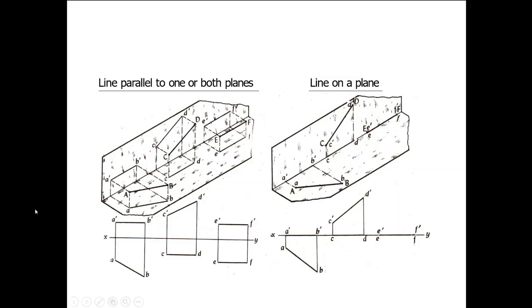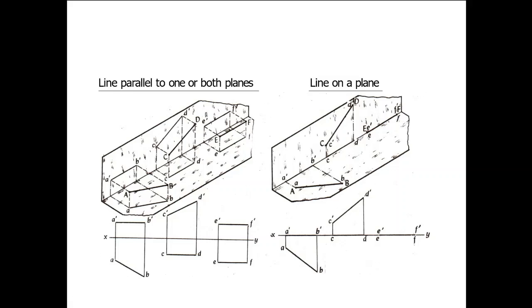It is parallel to both. So if we see from the front, the view will be a straight line. You will not see the inclination in the front view, you will see only a straight line. So the front view will be A dash B dash. Okay, in this image you can see. Now if you look from the top view, you will see an inclination similar to this. So the top view will be an inclined line. So AB will be the top view of the first image.